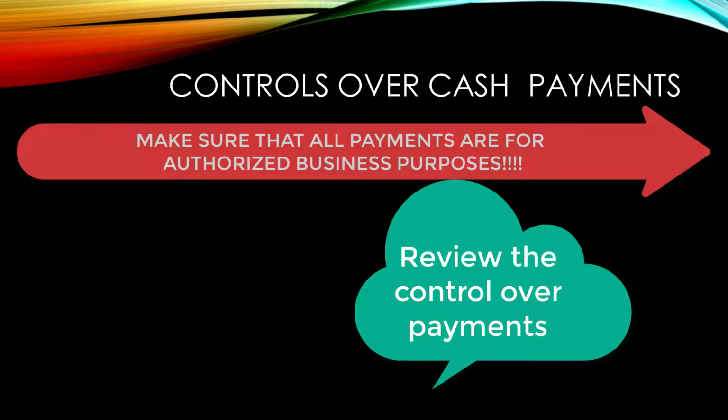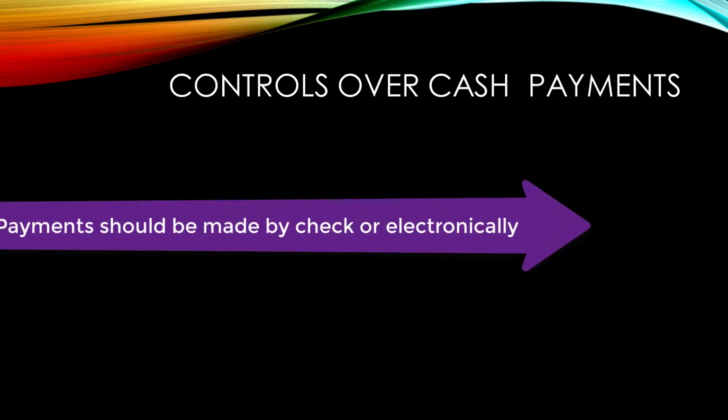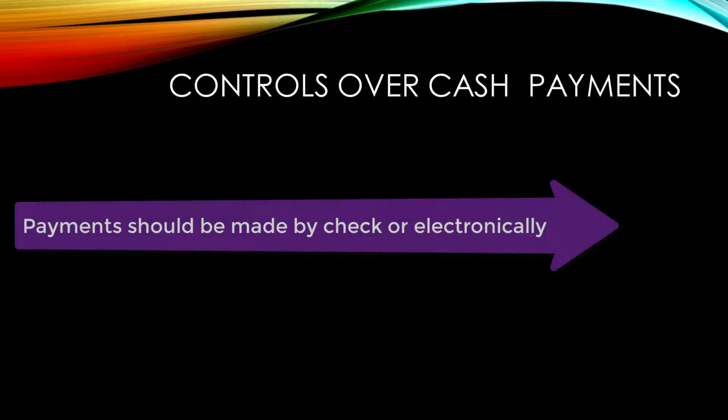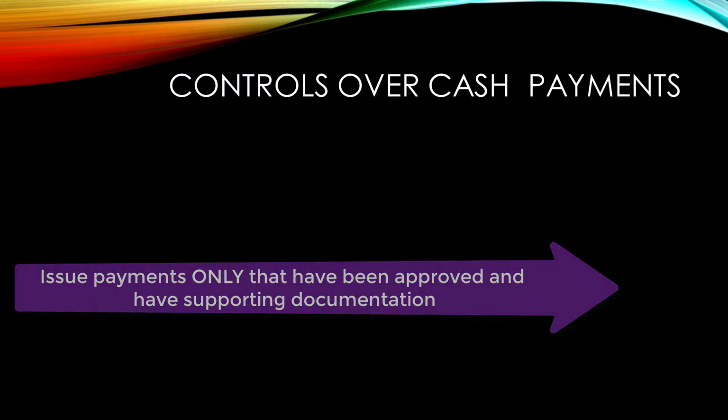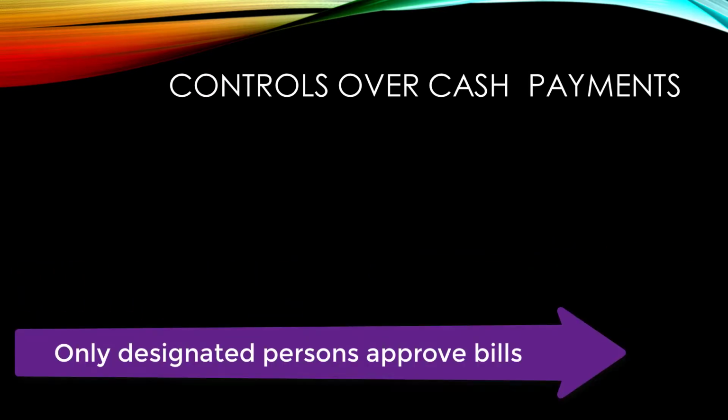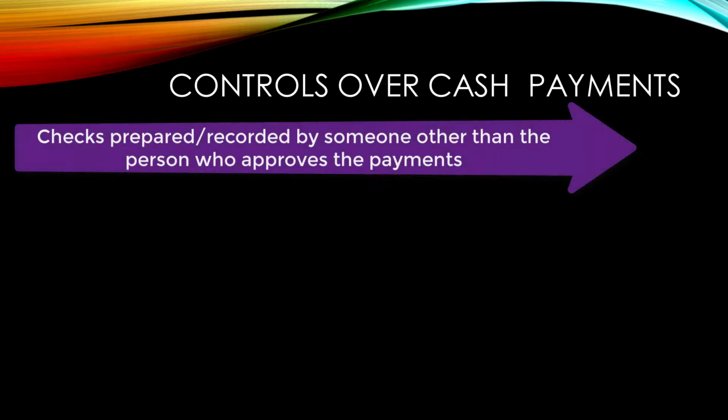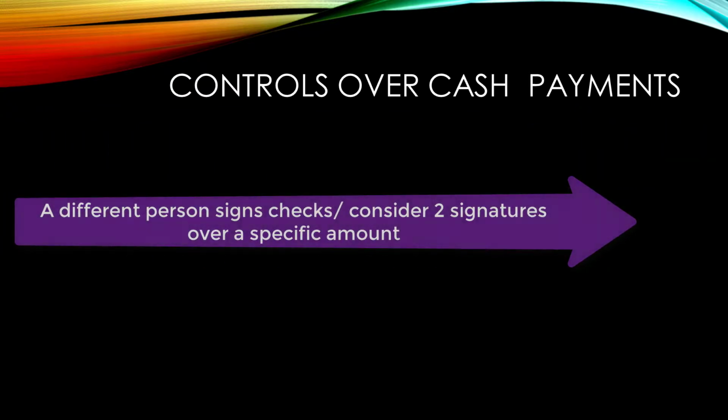Consider the following essential cash payment controls. Make all payments by check or electronic debits, except for payments from special purpose cash funds, such as petty cash. Issue payments only with an approved bill, invoice, or other document that describes the reason. There should be supporting backup, as we looked at these documents in the purchasing process earlier. Make sure only designated personnel approve bills and invoices. Prepare payments and record in the checkbook by someone other than the person who approves the payments. If possible, have another person sign and mail the payments to creditors.